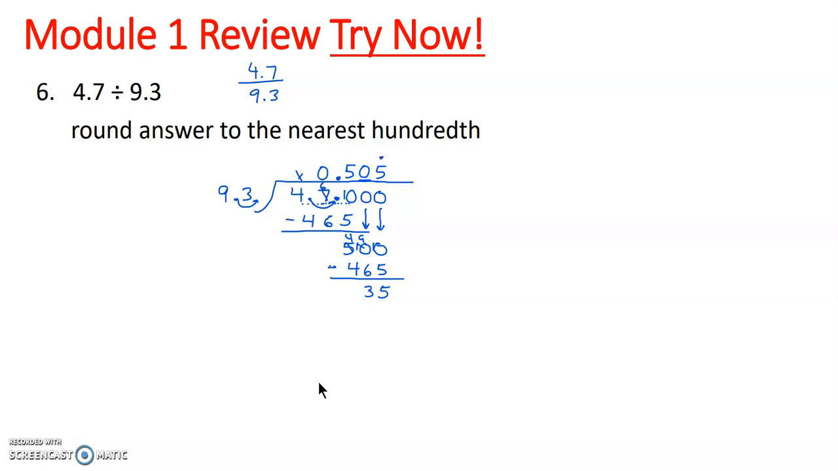So this 5 in the thousandths place is going to round the 0 up. It's going to push it up. So our answer here is going to be 0.51 rounded to the hundredths place.